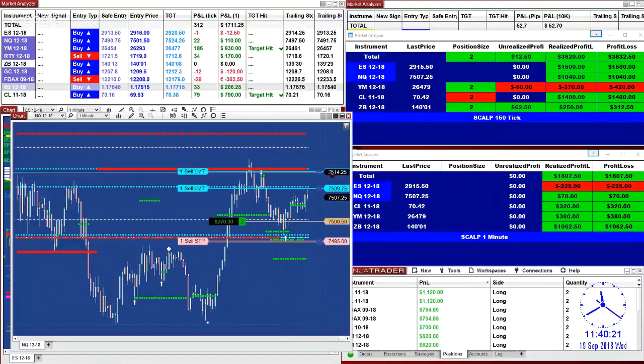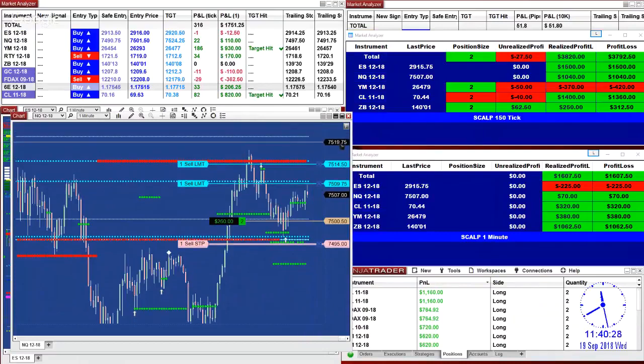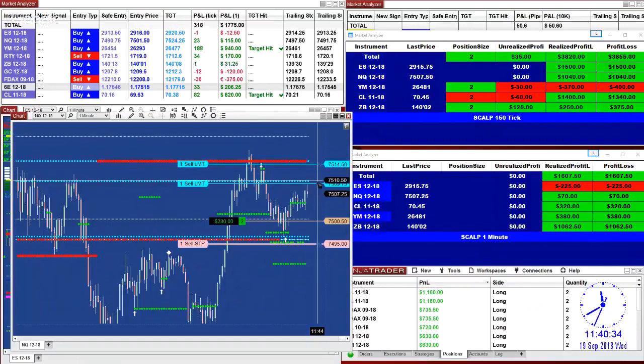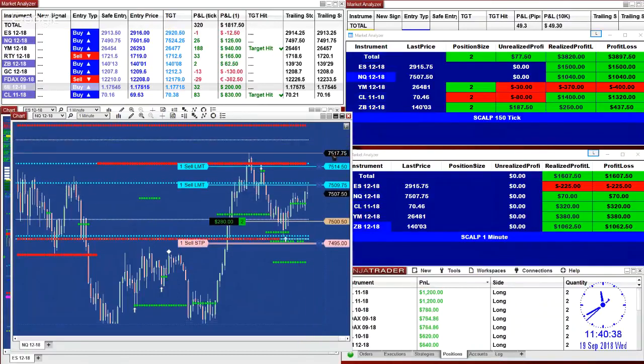Look at this one. Look at this piece of crap. It's one tick. Oh, man. No matter what you do in this business, the market always gets under your skin. Look how we put the sell order, and look how this market is poking us all the time.